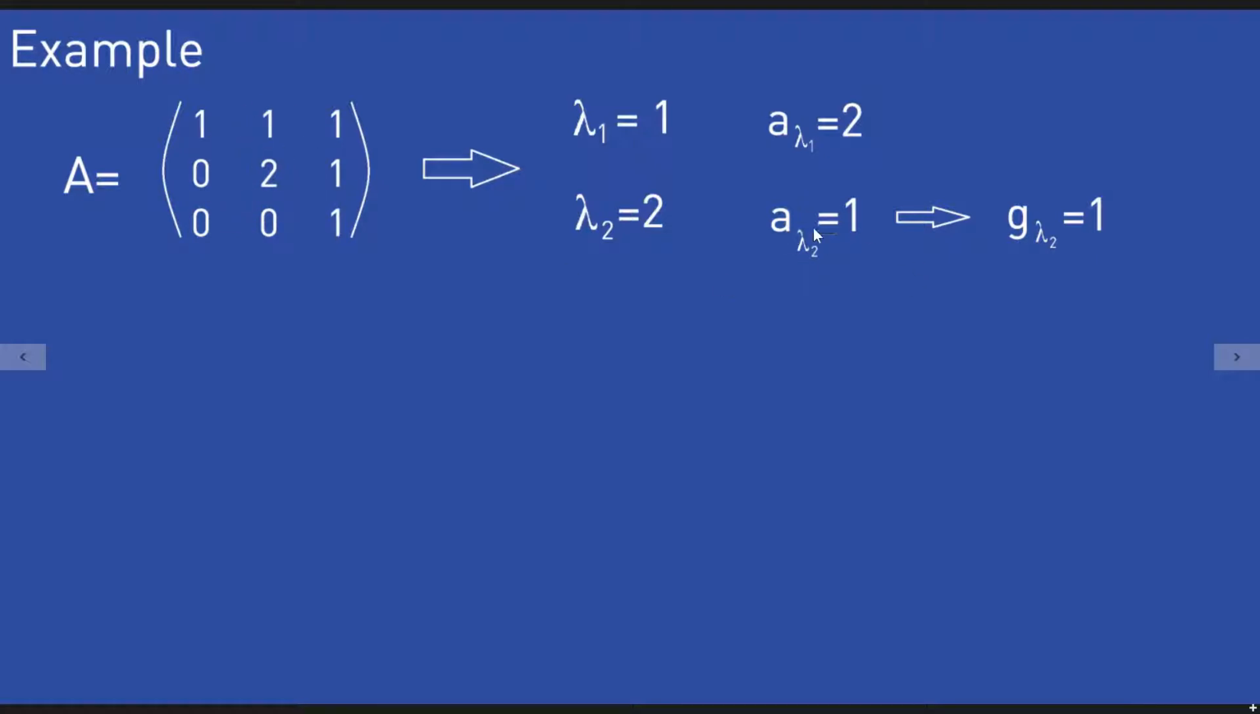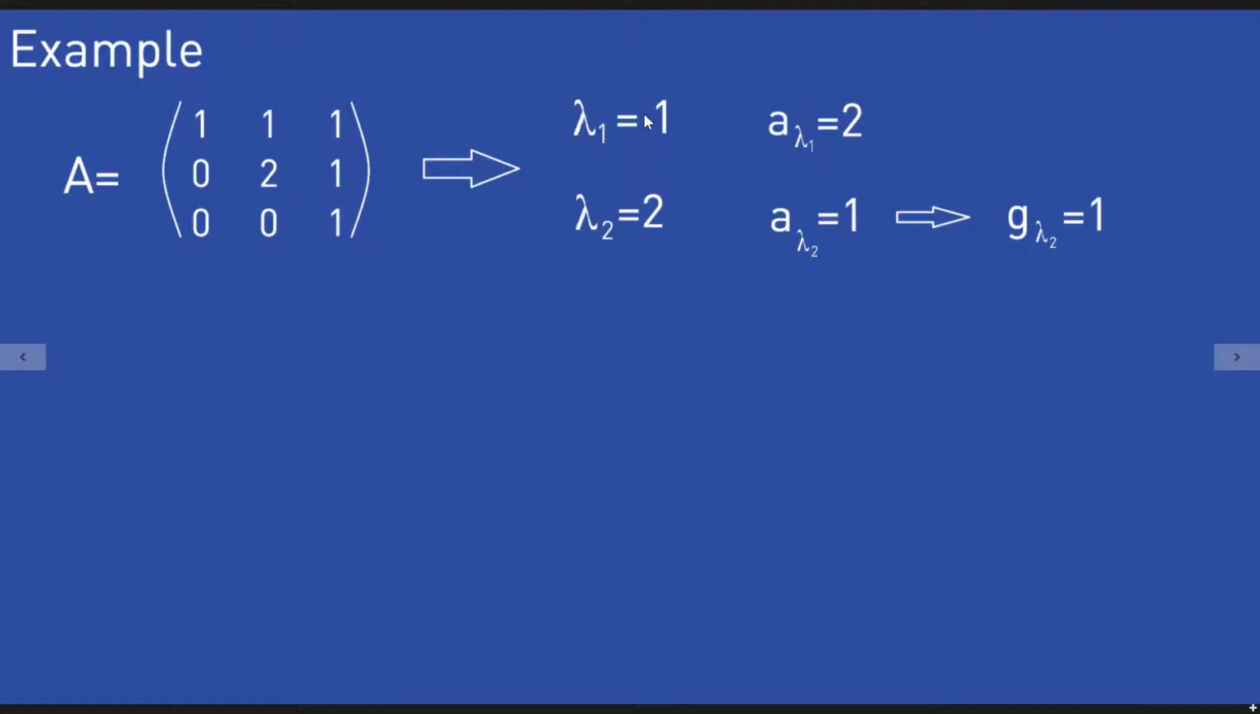This eigenvalue has algebraic multiplicity 1. Because the algebraic multiplicity is equal to 1, it immediately follows that the geometric multiplicity of lambda 2 is also 1. This is a result from linear algebra.